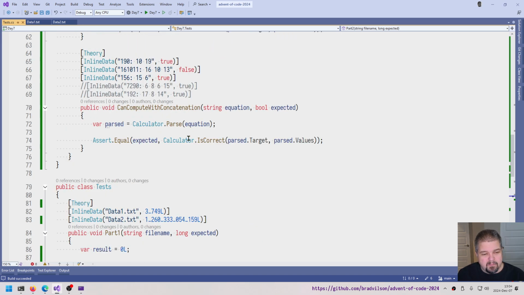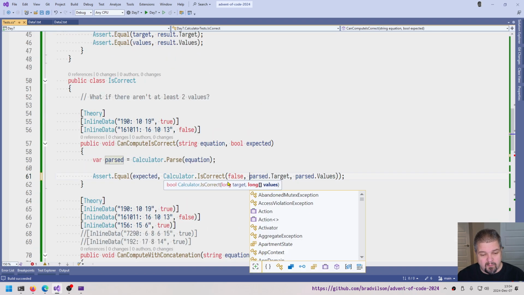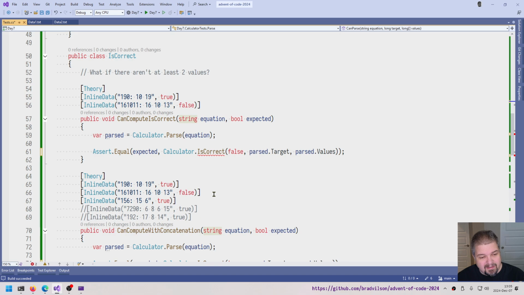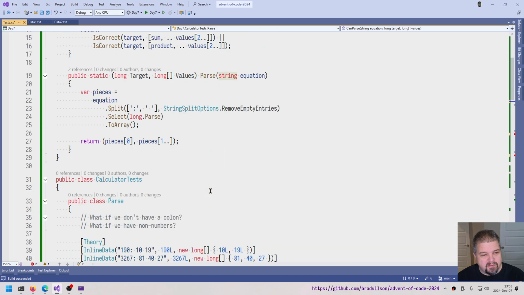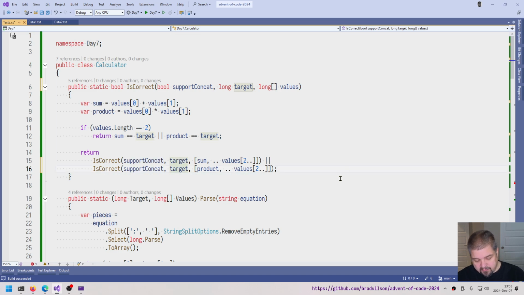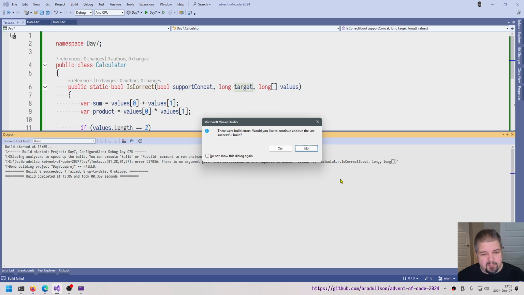So what we really have to change is is correct to include a concatenation flag. All right, so bool support concat. Good enough, right? Whoops, that's not what I meant. And I put those in the right place. Okay. I meant to put that up here for is correct. So for the moment, we're not using that. We do need to pass it along. Okay, so that shouldn't change any of our behavior here.